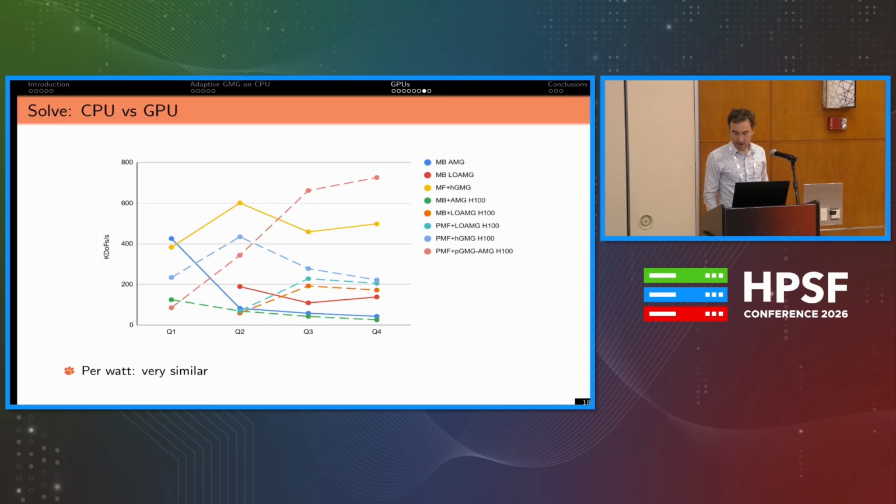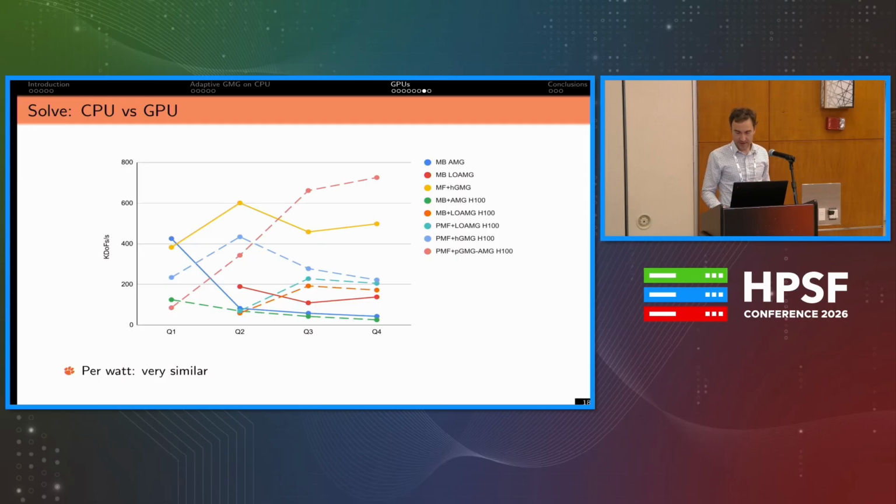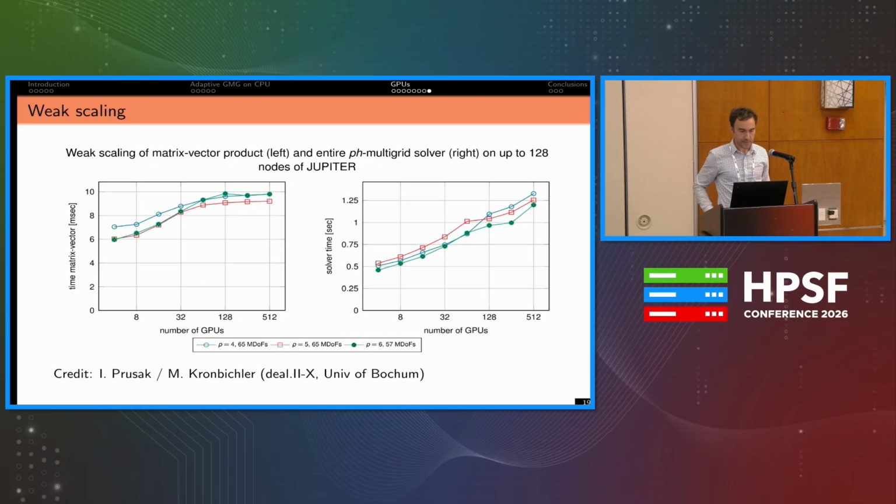One could think about comparing CPU versus GPU. That's maybe not that interesting because it depends on what devices you compare, but per watt, the performance is somewhat similar at this point. Again, maybe I should stress all of this is very early and there's a lot of optimization and bug fixing that needs to happen. Maybe this plot is a bit busy, so let's ignore that and not put too much weight on the actual numbers here.